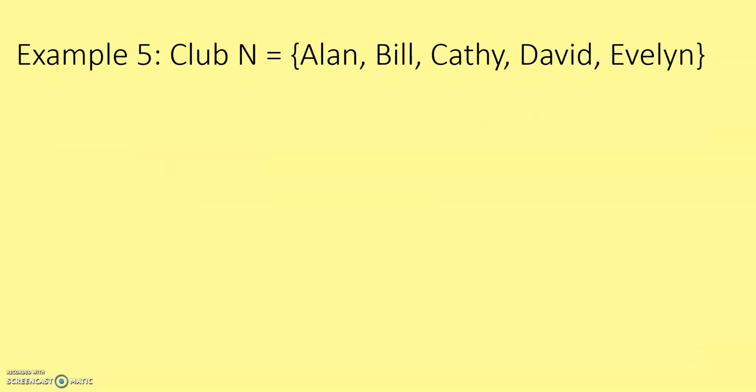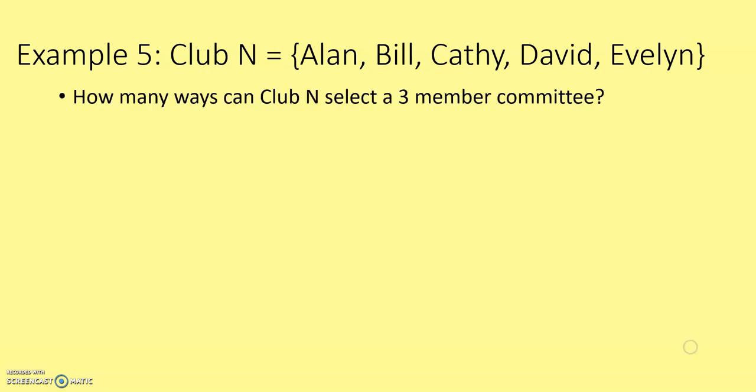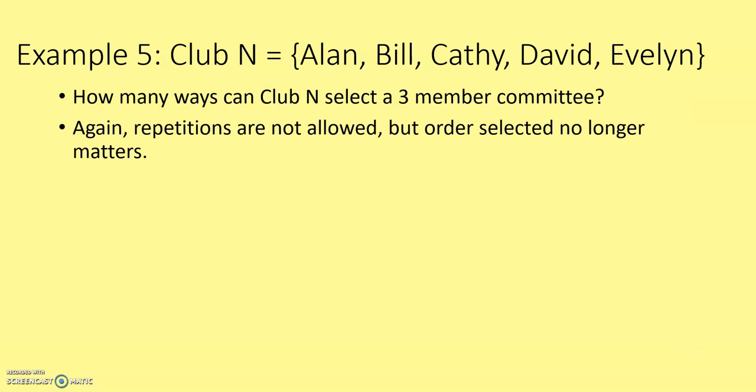Example 5, we're talking about Club N again with Alan, Bill, Kathy, David, and Evelyn. How many ways can Club N select a 3-member committee? Again, repetitions are not allowed, but order selected no longer matters. We're talking committees now, not president, secretary, and treasurer. So we have 5 people and we're choosing 3. 5 factorial divided by 3 factorial times 5 minus 3 factorial.